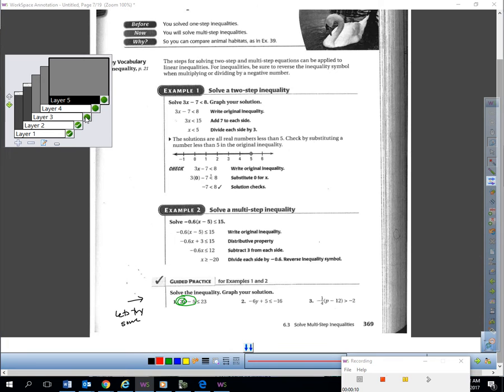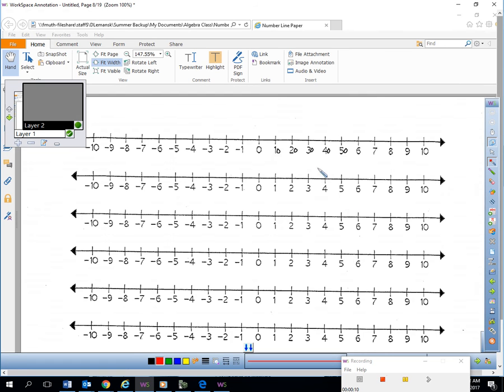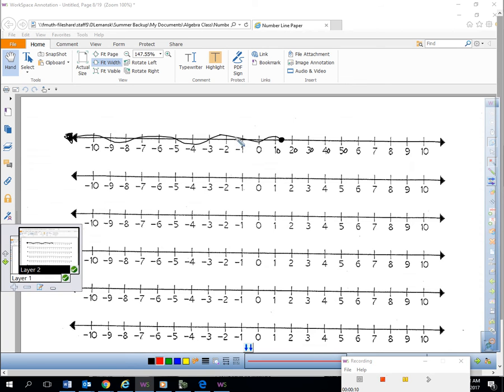So I'm going to add 5 to each side, which gives me 2x less than or equal to 28. I'll divide each side by 2, which gives me x is less than or equal to 14. And now I've got to graph it, x less than or equal to 14. You notice on my graph paper I made a scale of tens because this scale didn't work. I put a closed circle at 14, and I'm shading everything that's less than or equal to that, so I'm going left.